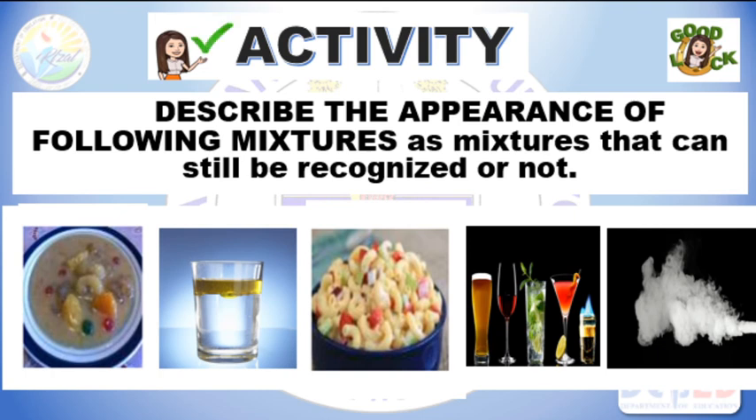Alright, let's check. Number 1, we can still recognize the components of the mixture. Number 2, we can still recognize the components of the mixture. Number 3, yes, we can still recognize the components of the mixture. Number 4, no, we cannot recognize or identify the components of the mixture. And number 5, yes, we can still recognize the components of the mixture.